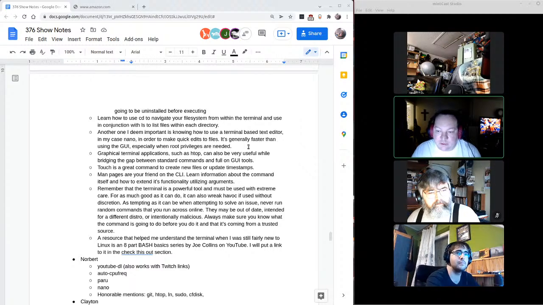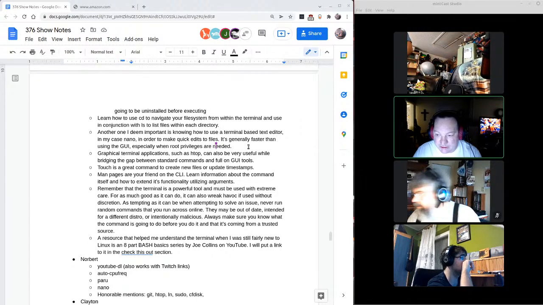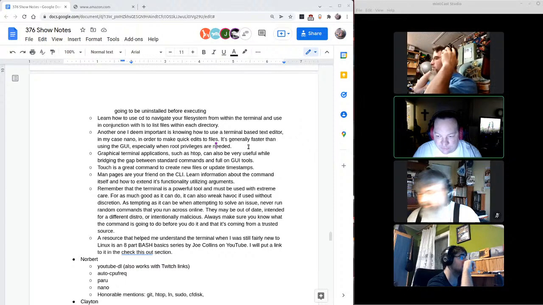Remember that the terminal is a powerful tool, and it must be used with extreme care. For as much good as it can do, it can also wreak havoc if used without discretion. As tempting as it can be when attempting to solve an issue, never run random commands that you run across online. They may be out of date, may be intended for a different distro, or, on occasion, intentionally malicious. So always make sure you know what the command is going to do before you execute it, and that it's coming from a trusted source.